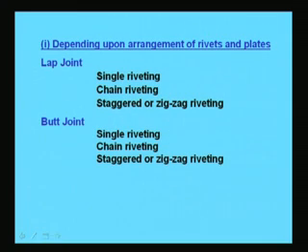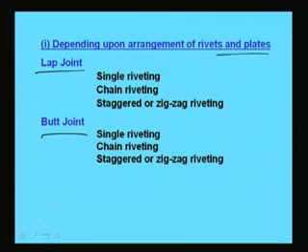Now, depending upon the arrangement of rivets and plates, we can divide the joint into two categories. One is lap joint, another is butt joint. In case of a lap joint, the two plates will be overlapped. In case of a butt joint, the two plates will be placed side by side, front to front, and an additional cover will be required to connect these two plates. So there are two basic categories, one is lap joint, another is butt joint.